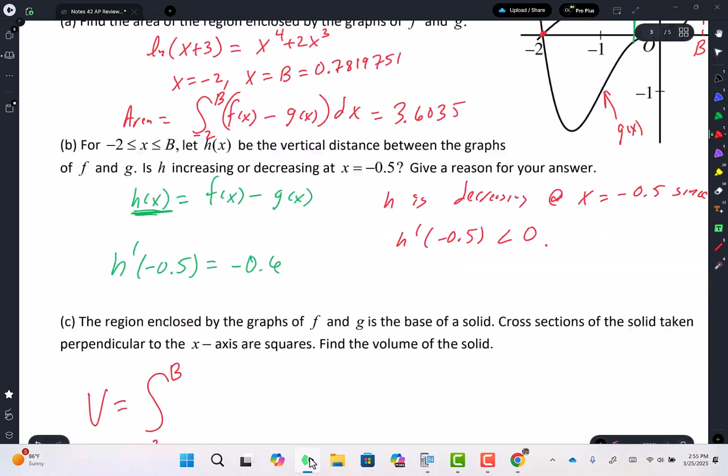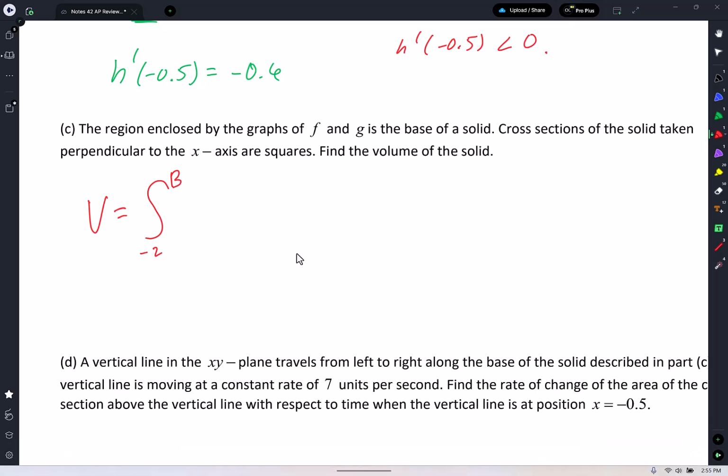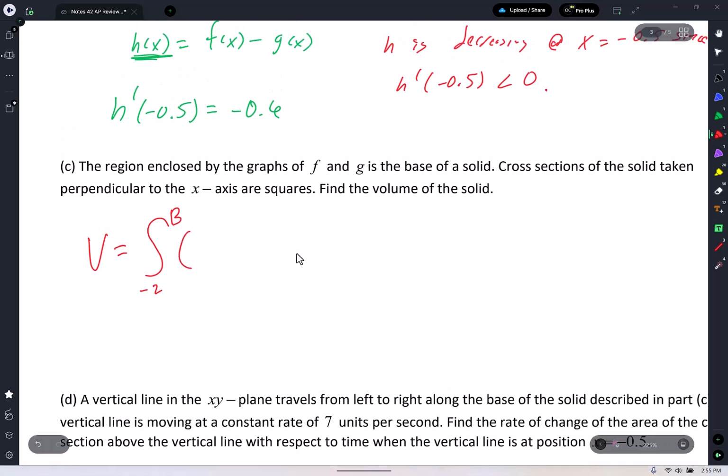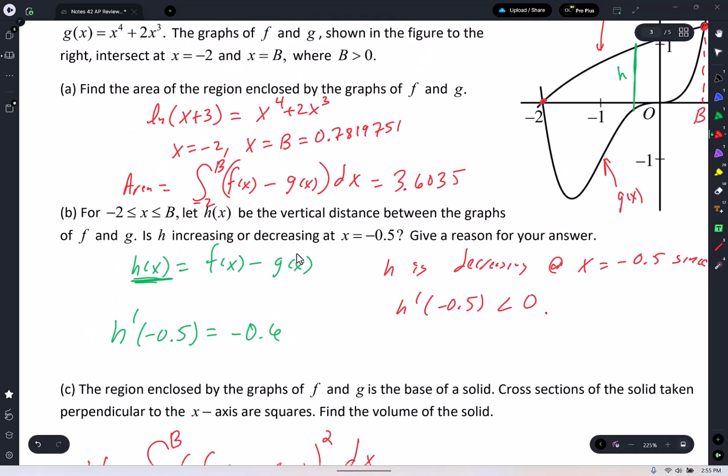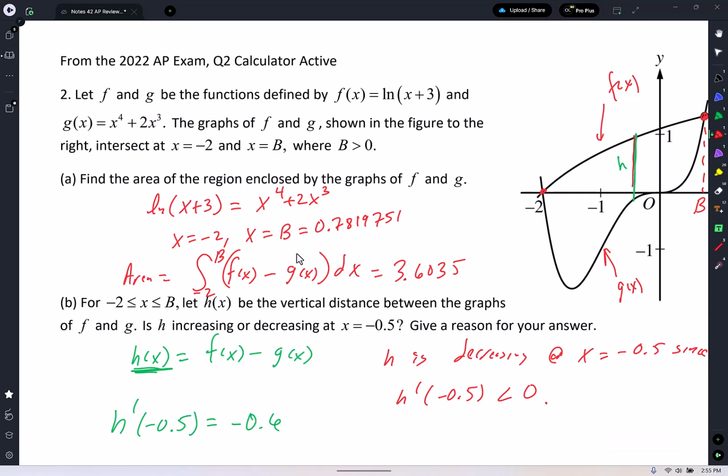All right, so here it is. Negative 2 to b, and then parenthesis, my upper curve was f of x. My lower curve was g of x. Close it, square it. Why is it squared? Area of a square is side squared. That's one of the sides, and it's coming out of the board. Does that make sense or no? That's one of the sides, and it's coming out of the board. This is f of x minus g of x. And this side must be the same side. Must be the same height. F of x minus g of x.